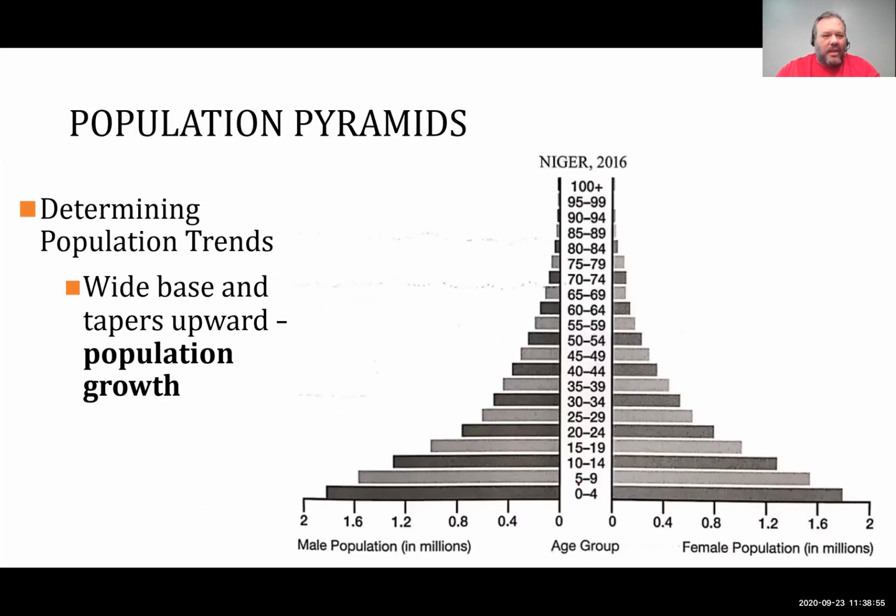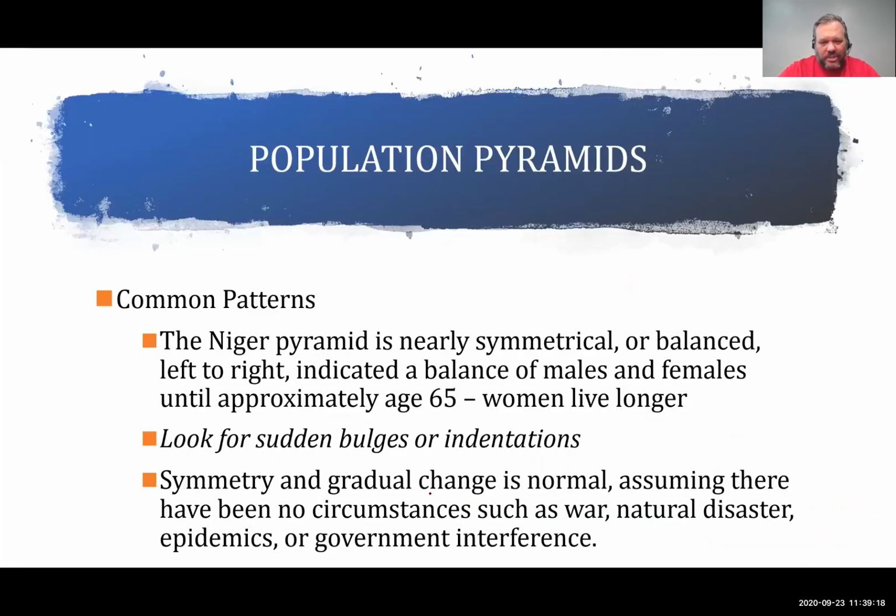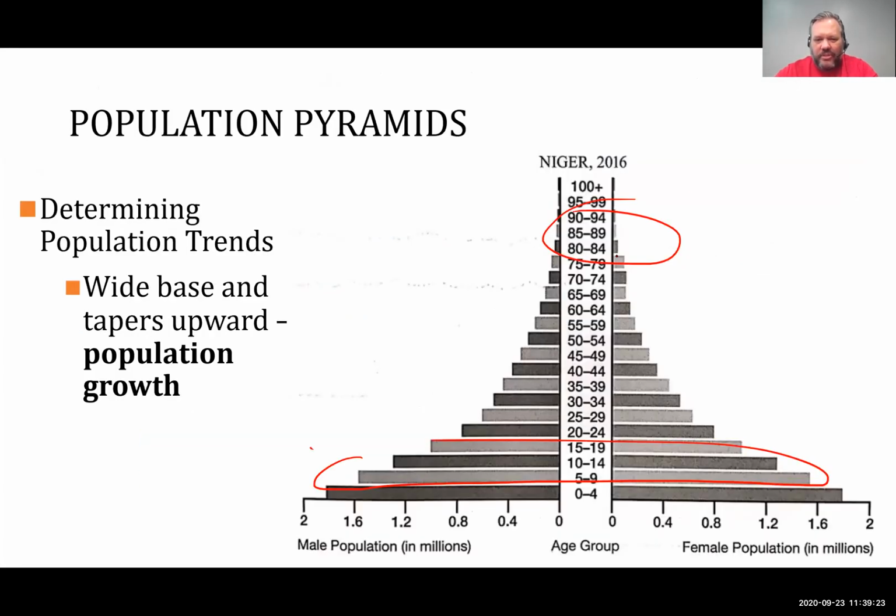All right. And so there are different trends that we can look at and start to get a picture of what the country might be like. If we have a very wide base at the bottom, and then it gets very narrow at the top, that indicates that the country is in a growth trend. It just continues to grow. So in Niger, we can see that it's generally balanced. Males and females are generally balanced, but once we get up into this age group, for most countries, there will be more females than males because females live longer.